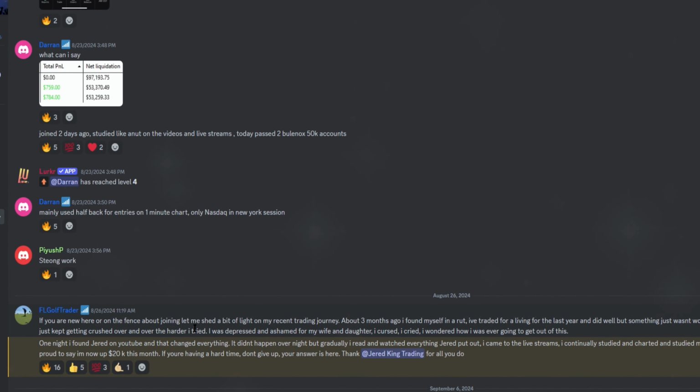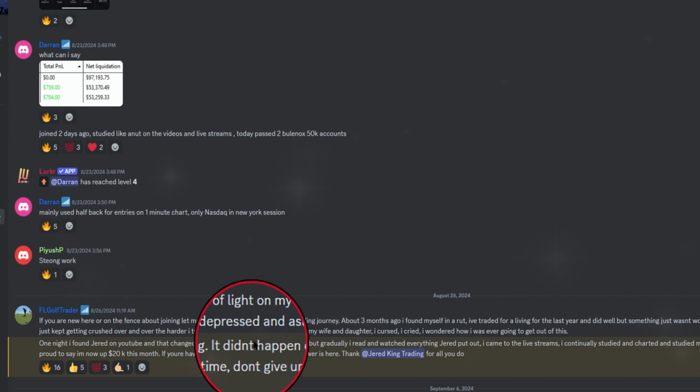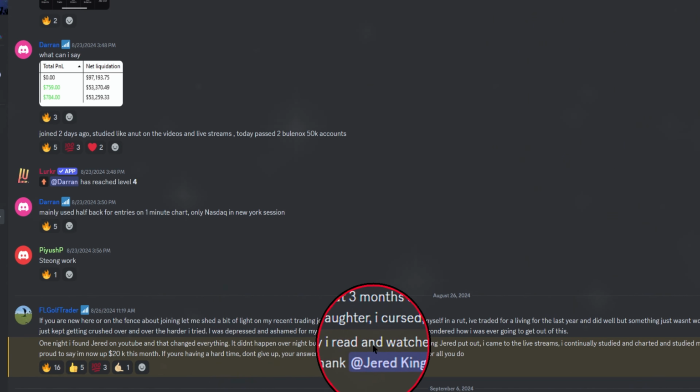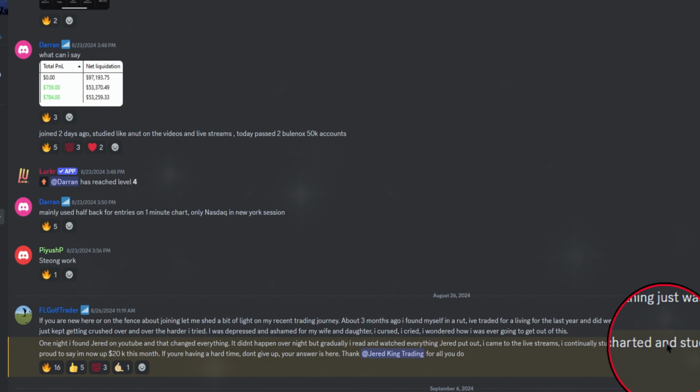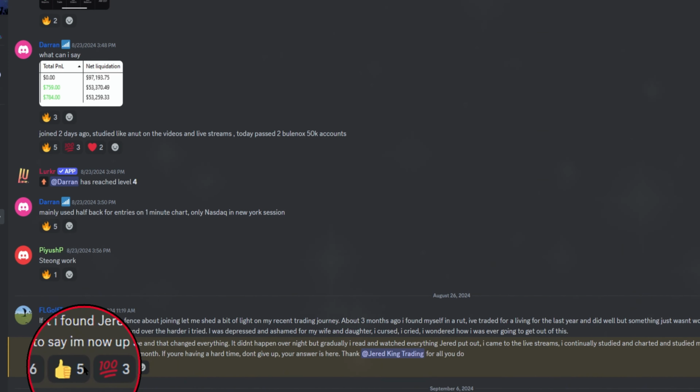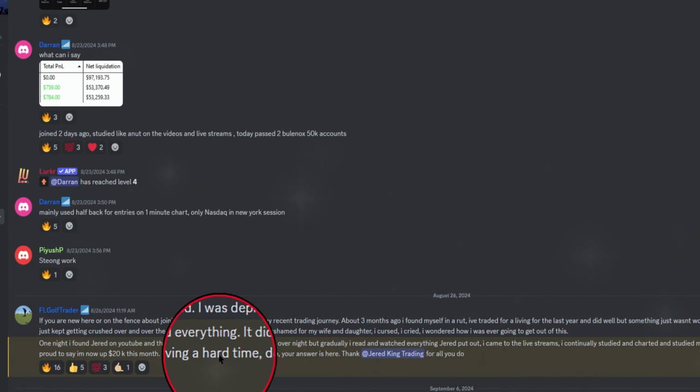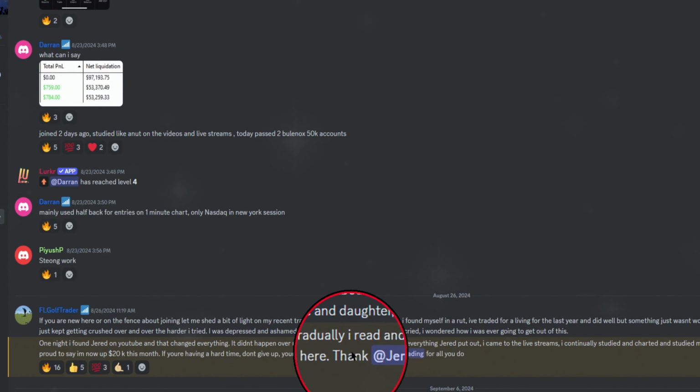Okay, if you are new here on the fence of joining, let me just shed some light into my journey. About 3 months ago, I found myself in a rut and what did well wasn't working anymore. I was down over 18K in the month. I was depressed, ashamed for my wife, my daughter. I cursed, I cried. I wondered how I was ever going to get out of this. One night I found Jared on YouTube and everything changed. It didn't happen overnight, but gradually I read and watched everything Jared put out, and I came to the live streams. I continued to study and charted and studied more. I've now clawed back the original 18K I lost and am proud to say I'm up over 20K this month. If you're having a hard time, don't give up. Your answer is here. Thank you, Jared King.